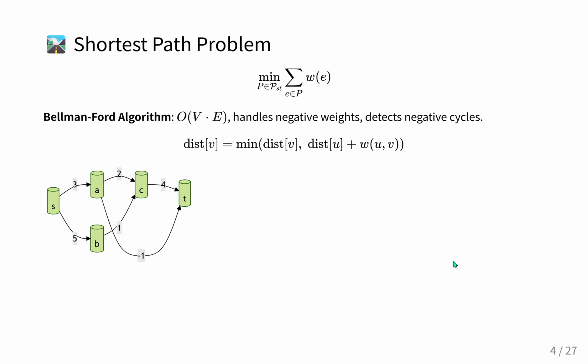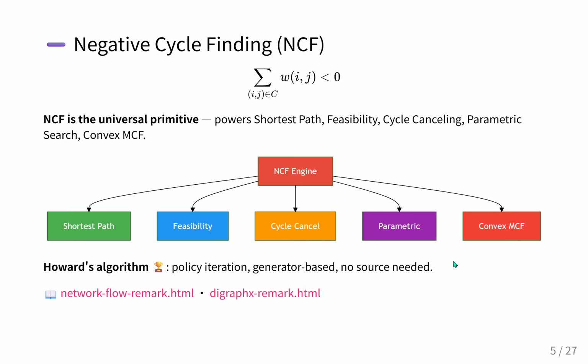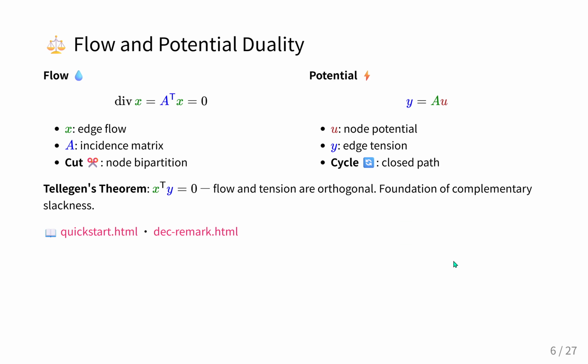But to really grasp how mathematicians manipulate these networks, the source dives into flow and potential duality, specifically through Tellegen's theorem. The presentation says Tellegen's theorem proves flow and tension are orthogonal. Now, for anyone who isn't a mathematician, orthogonal usually just means perpendicular, right? Yeah, in geometry, sure. So what does it actually mean in the context of a network?